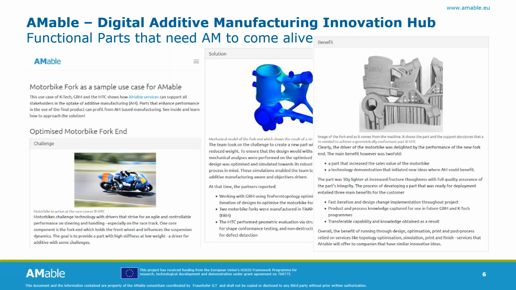If you look at this one here, that's one of the pilot demonstration cases that we selected in the very beginning, which has been done by the MTC from the UK. This is the end of a motorbike fork. It keeps the wheel in place and provides the connection to the steering that the driver is using. This part clearly is functional.